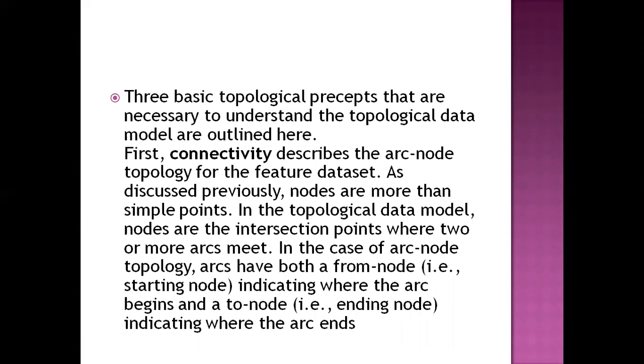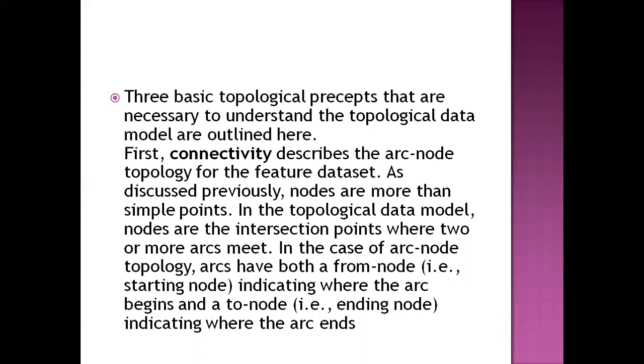Connectivity describes the arc node topology for feature datasets. As discussed previously, nodes are more than simple points. In the topological data model, nodes are the intersection points where two or more arcs meet.